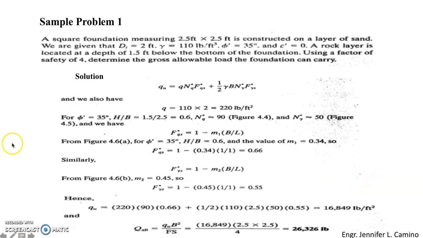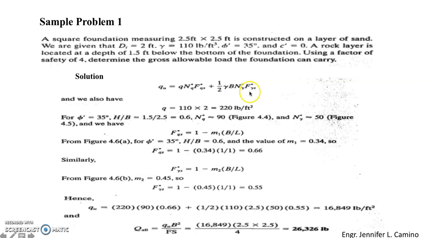So this is a sample problem which states that a square foundation measuring 2.5 by 2.5 feet is constructed on a layer of sand. We are given the depth of embedment of 2 feet, gamma is 110 pounds per cubic foot, the angle of friction is 35 degrees, and C prime is equal to 0. A rock layer is located at a depth of 1.5 feet below the bottom of the foundation. Using a factor of safety of 4, you're going to determine the allowable load the foundation can carry.